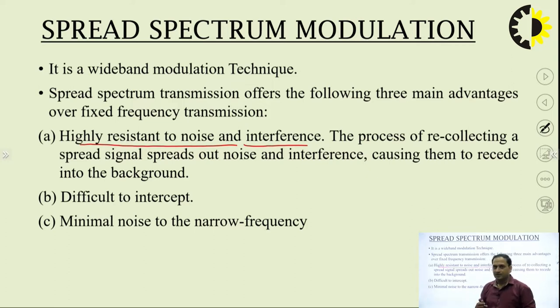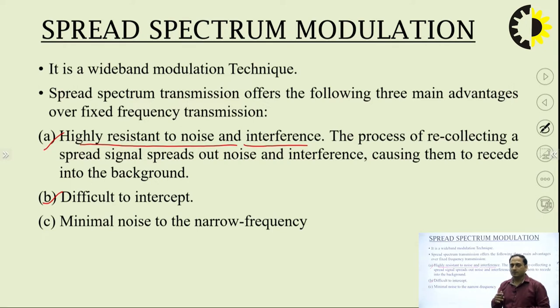When we are recollecting the spread signal, the noise and the interference may also be increased, so for them, the noise or the interference can be pushed into the background. We will take this parameter in these slides as well, processing gain. This shows how we mitigate the interference and how we can get the original signal based on the processing gain. The second advantage is that it is difficult to intercept.